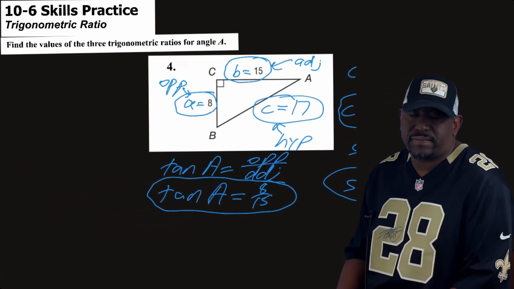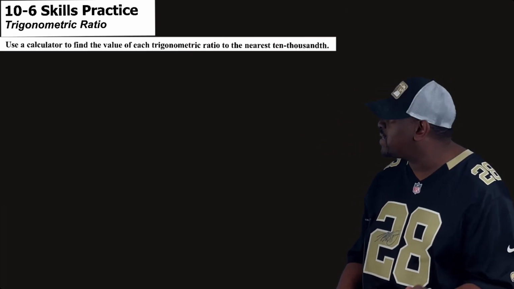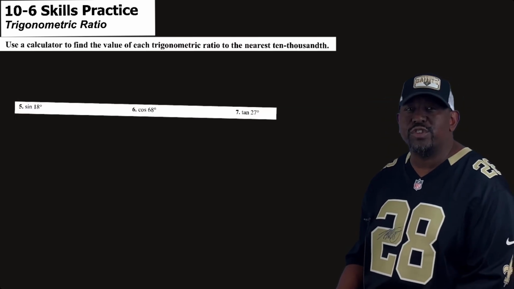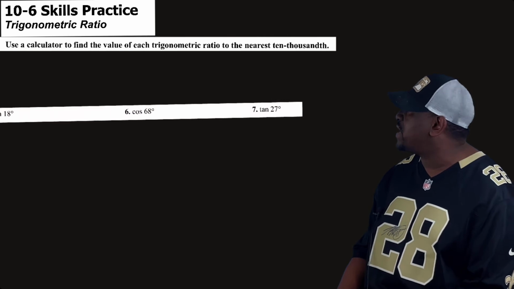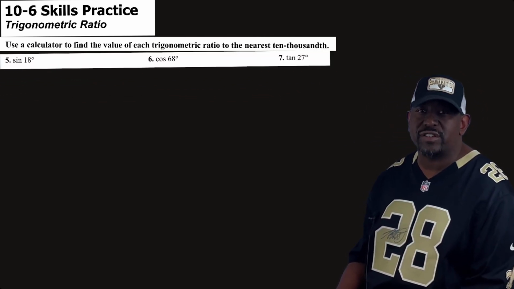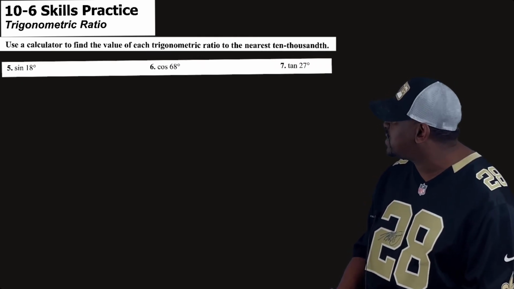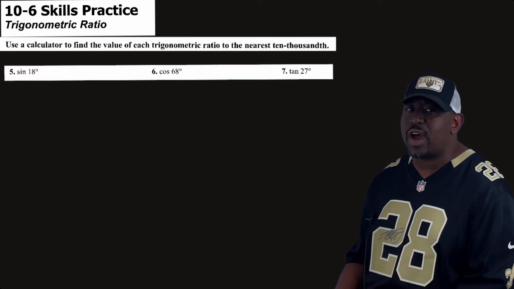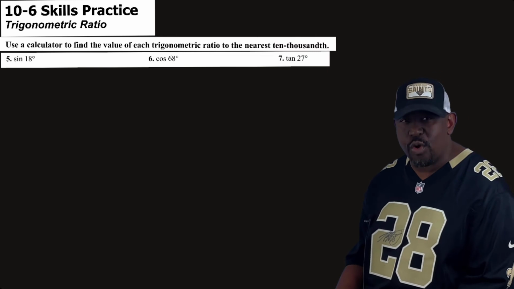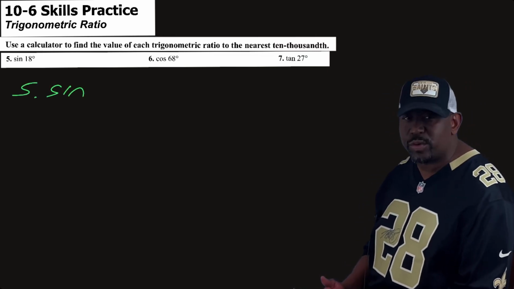So again, same process as the first problem. The neat thing about math, you do the same process over and over. So now we have a different type of problem. We're going to use a calculator to find the values of trigonometric ratios. You're going to learn how to use your calculator to determine trigonometric ratios and how to round them to the nearest ten-thousandth. Which decimal place is the ten-thousandth place? You're correct, it's the fourth decimal place to the right of the decimal. So that's what we're going to do, four decimal places.